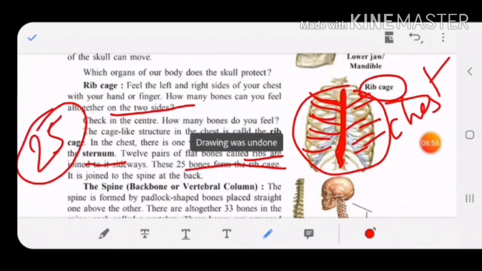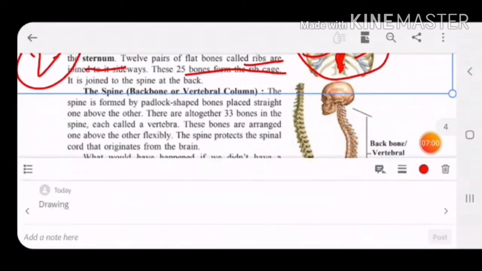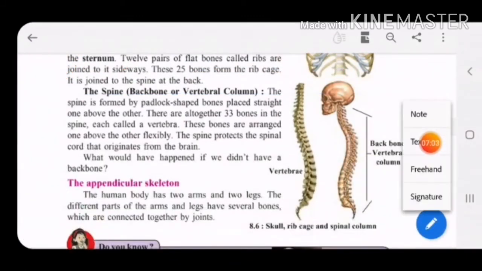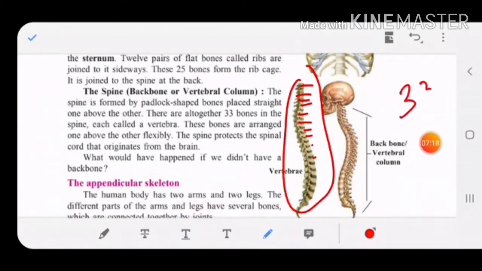Now let's study in detail about the spine. Spine is also called a backbone, or a vertebral column. You know this is our vertebral column. The spine is formed by padlock-shaped bones placed straight one above the other. Can you see this? One above the other the bones are placed. There are altogether 33 bones. How many, children? 33 bones. Each bone is called a vertebra. These bones are arranged one above the other flexibly. Flexibly means this can move.